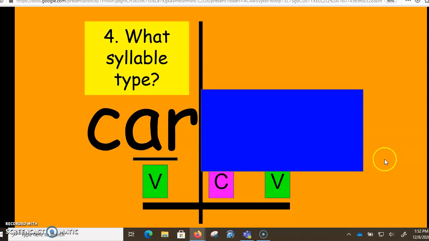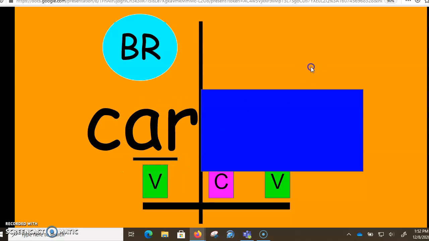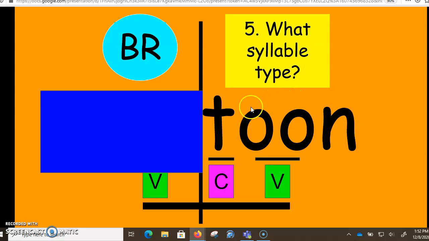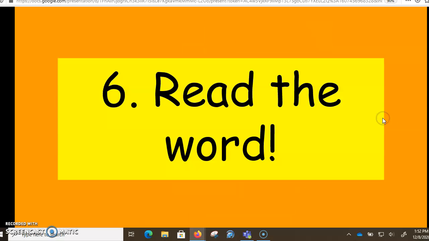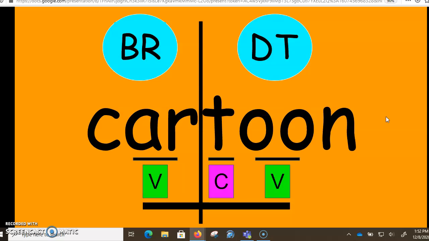What type of syllable is it? I'm going to look at my vowel. I see that it's an AR, bossy R. I'm going to look at my next one. My next syllable, I see my OO. It's a diphthong. Now I'm going to read the word cartoon.